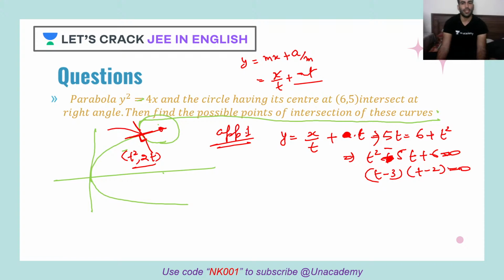Two intersection points, correct? So using these two parameters, I will find two parametric values, and using that I can find two coordinates, two intersection points. So one, t square is, let's say, 9 and then 6, and this would be 4 and 4. So these are the two intersection points, and your question is done. See, it's a very easy approach.